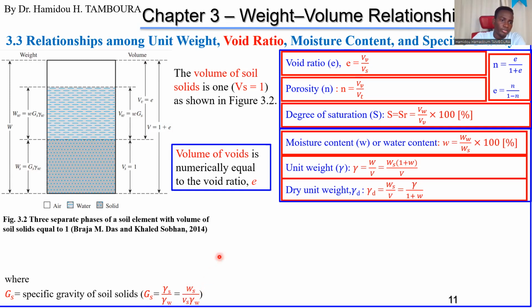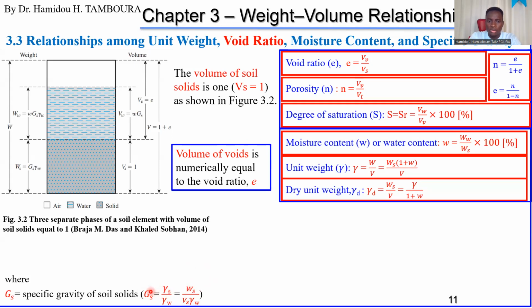Weight of soil is Ws. It can be obtained from the specific gravity and the unit weight of water very easily. I'm not sure if everyone understands this. You need to understand this formula.